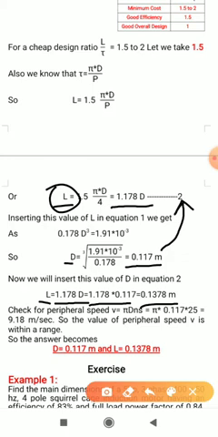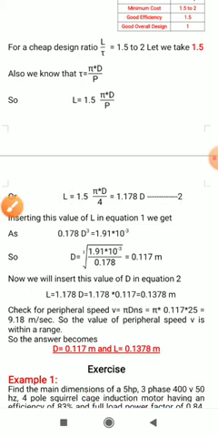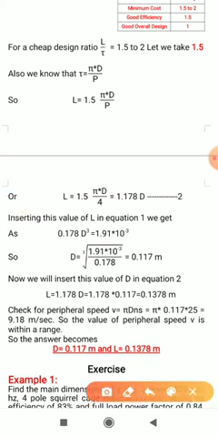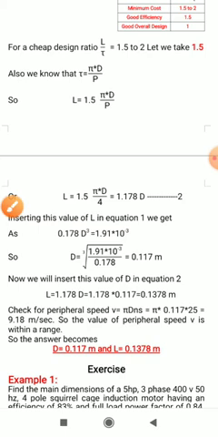Now before concluding your answer, as we have already discussed in lecture 3, while separating the main dimensions, we are getting here the value of D is equal to 0.117 and L is 0.1378, but we need to check whether these two values are correct or not, and for that purpose we check the peripheral speed. While discussing lecture 3, I have already told that the values of D and L must satisfy the peripheral velocity of 30 meters per second.